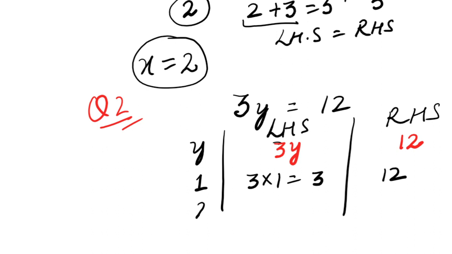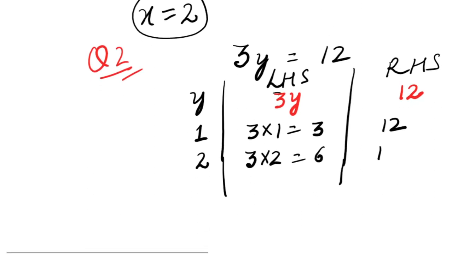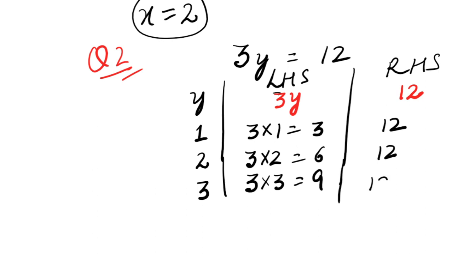Now let's try 2. 3 twos are 6. Again it is not equal. Now I'll try 3. Let us suppose the value of y is 3. So here it is 9, which is also not equal to 12.